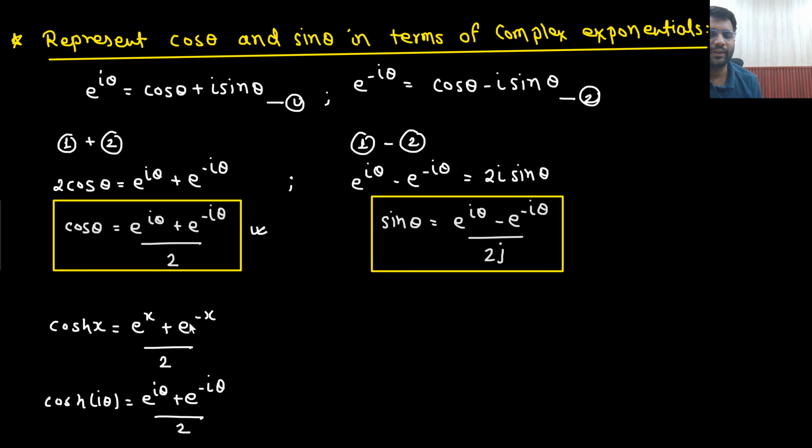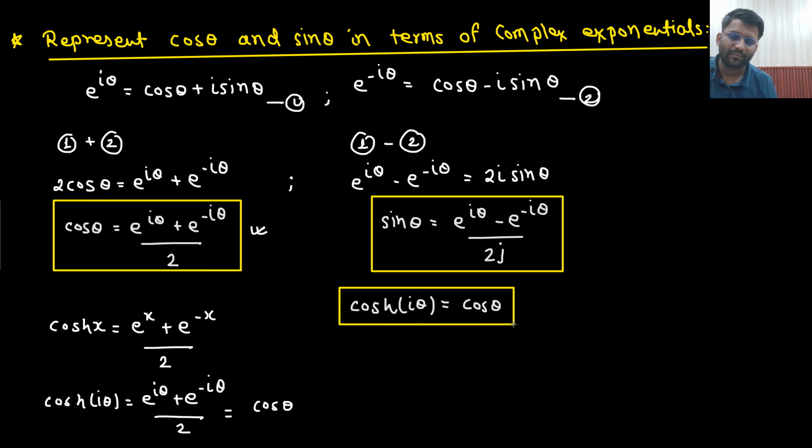Cos hyperbolic x is e to the power x plus e to the power minus x divided by 2. In place of x, I am replacing iota theta. What is this coming out to be? Have you seen something like this before in your life? Yes, sir. It is nothing but cos theta only. So what did you see here? Cos hyperbolic iota theta is equivalent to cos theta. Next, I will write down the conclusion, what all things you need to remember.